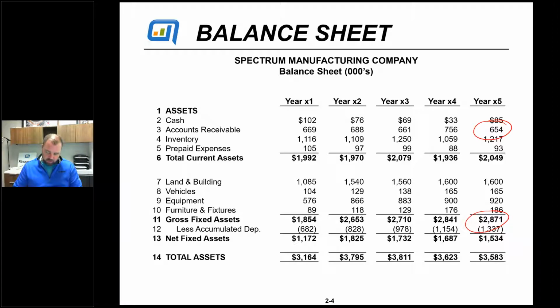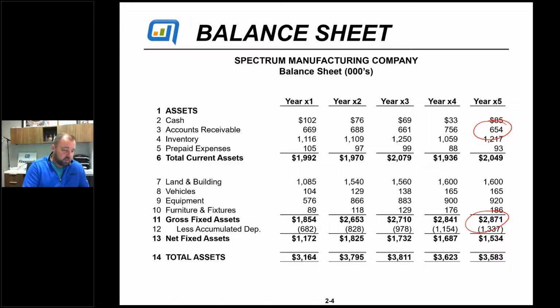Remember, depreciation is yours. So you go back to what the actual assets are. Depreciation is yours. So the historical cost of the assets is 2871. Sorry, 2871. So assets.